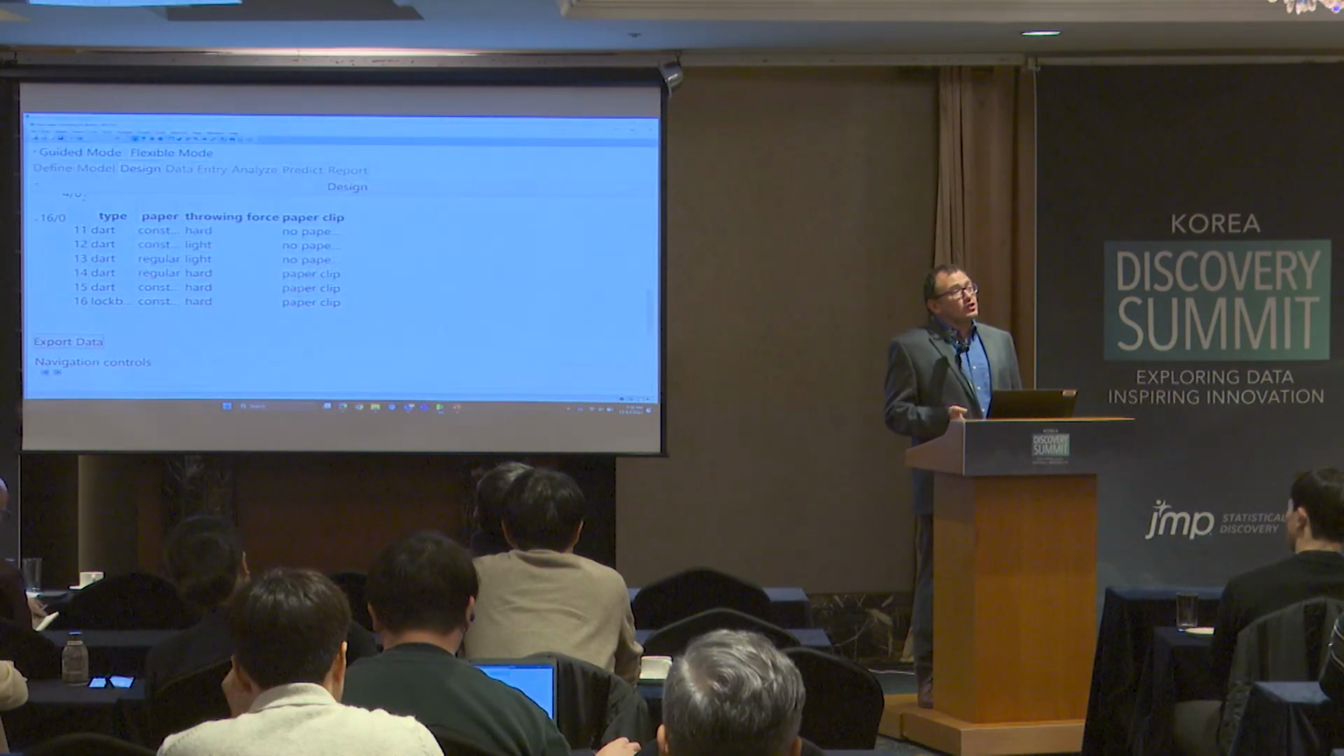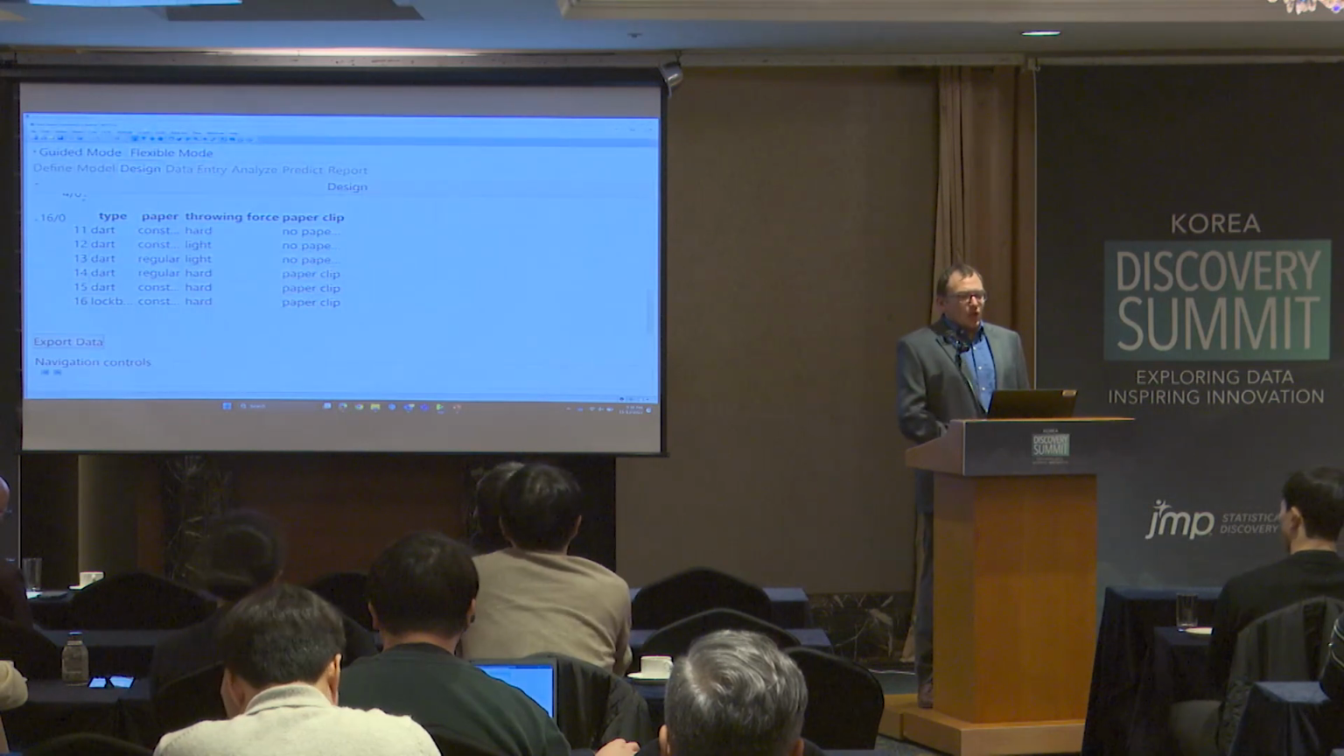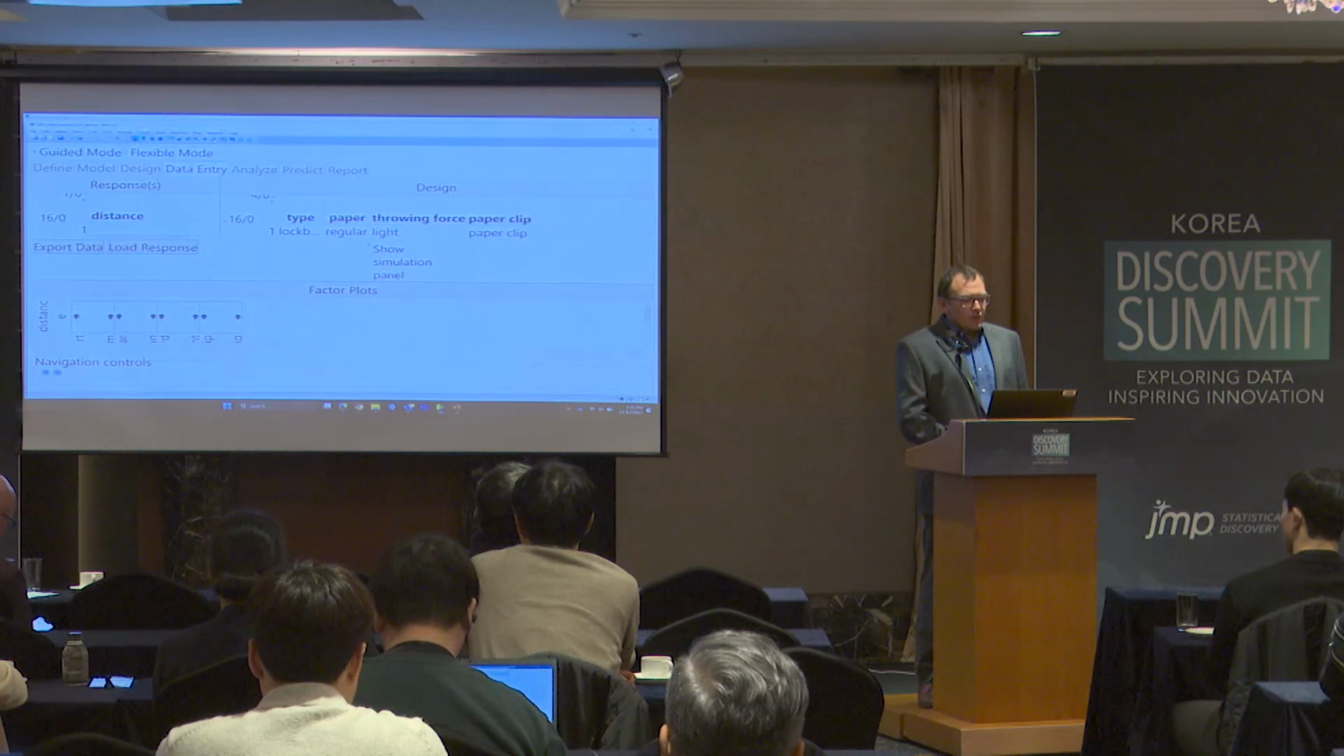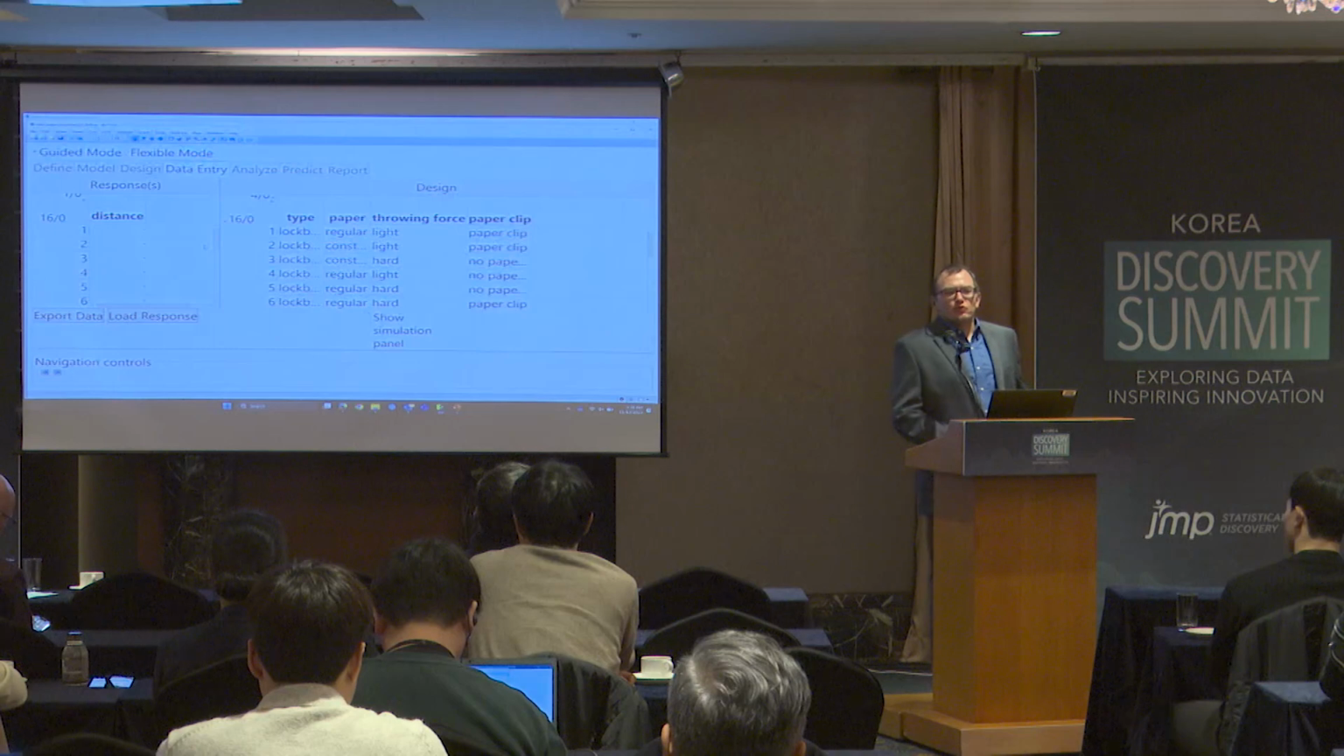But instead, if I want, at this point, I can just save this JMP DOE file and go off and collect the data in this data entry tab. So right now, this data entry tab doesn't have anything in it, right? And so this is where we actually went outside and flew paper airplanes.